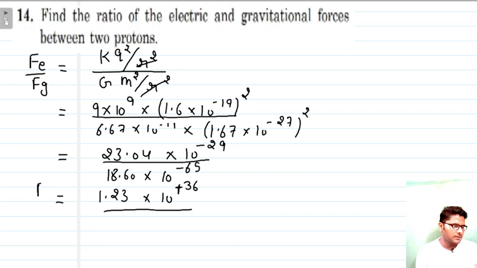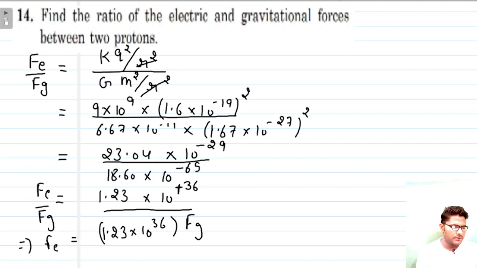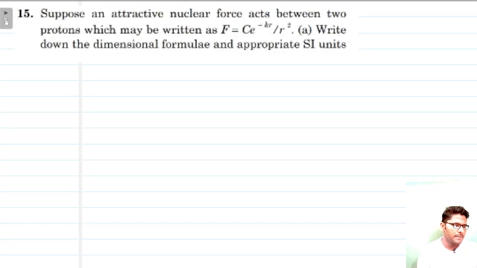So you can see that the electrostatic force acting between two protons is 1.23 into 10 raised to power 36 times the F gravitational. It means electrostatic forces are very strong in nature. So moving on to the next question.